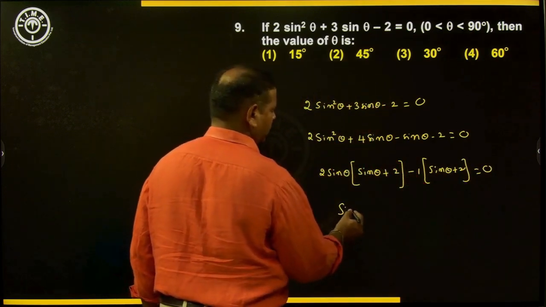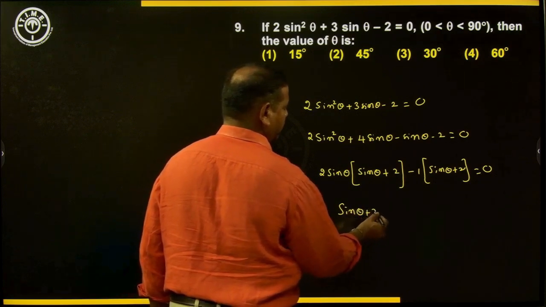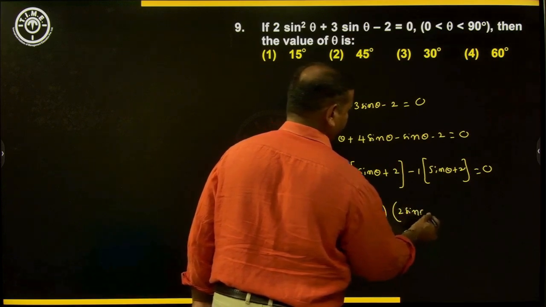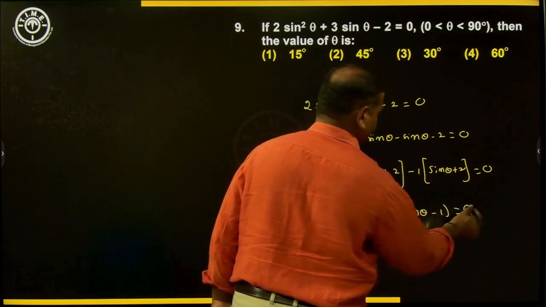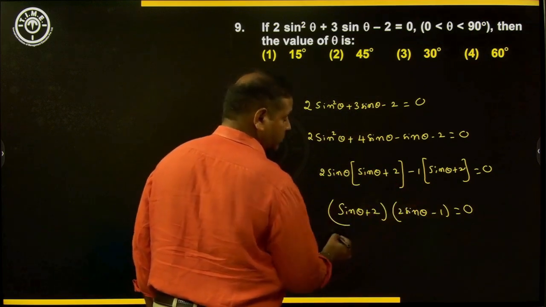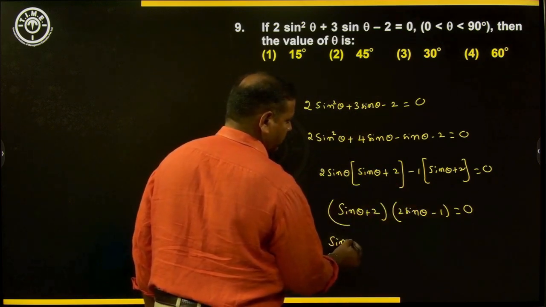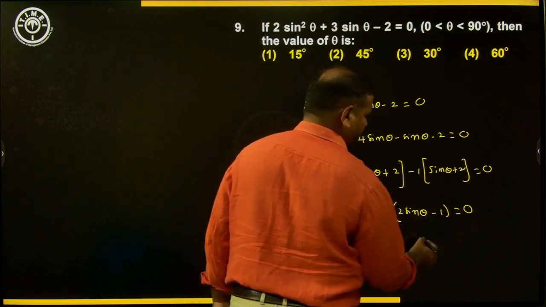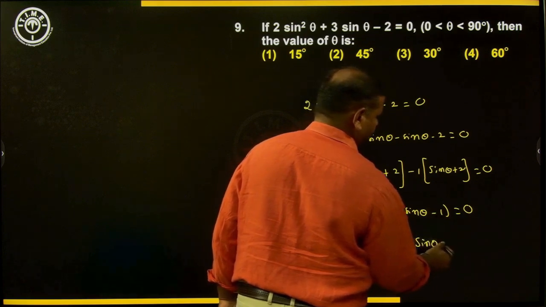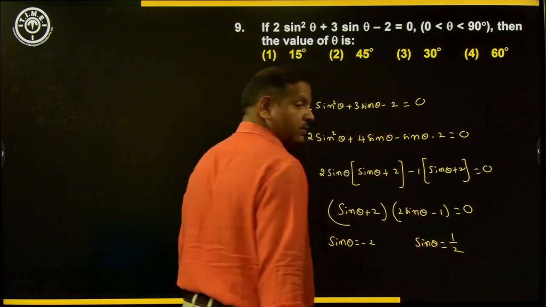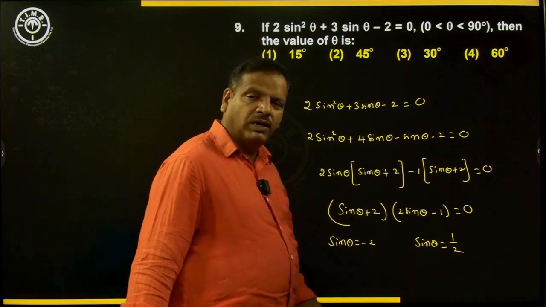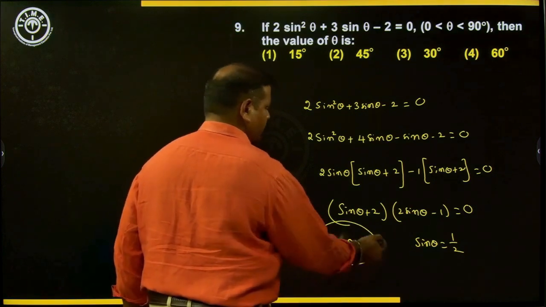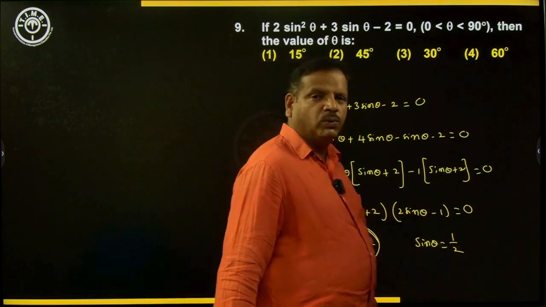So what are the factors now? Once again we take sin theta plus 2 common. Then in the first term 2 sin theta is left, and in the second one minus 1 is left, equal to 0. That means sin theta plus 2 equal to 0 means sin theta equal to minus 2, which is not possible. 2 sin theta minus 1 equal to 0, then sin theta is equal to 1 by 2. Sin theta minimum value is minus 1, maximum value is 1. It can never be minus 2, no choice. Sin theta equal to 1 by 2.